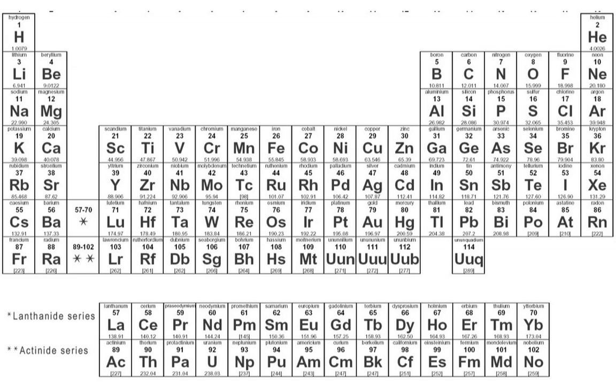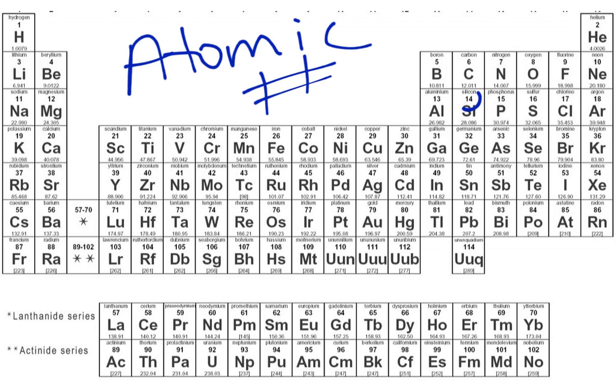Alright, so I'll pull up a periodic table here, and we'll look and see where we can find the atomic number. And it is always written right here at the top. Okay, so the atomic number of silicon is 14, which means that silicon always has 14 protons. It doesn't matter where you are in the universe, it will always have 14 protons. Molybdenum will always have 42. Lead will always have 82. Uranium will always have 92.